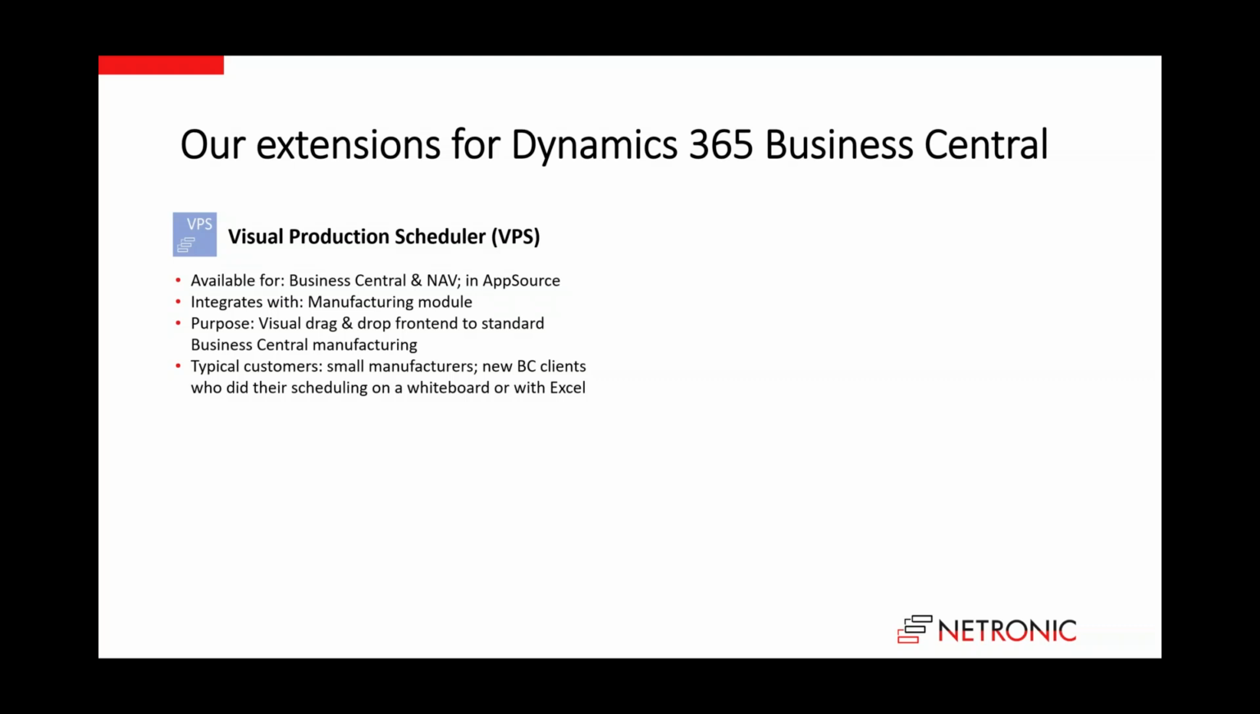This is the Visual Production Scheduler, VPS, and we will talk more about the VPS in this webinar. The VPS is a product that is available both for Business Central and NAV, and it is available in AppSource. It integrates with the manufacturing module, and the purpose is to provide your customers with a visual drag and drop front end to standard Business Central manufacturing. So with the VPS, you can do what you can do with the Business Central manufacturing module, not more, but also not less, but you can do it in a much more efficient way because it's graphical and you see all the relevant information in one screen, in one display. You see the dependencies, you see the impacts of changing the schedule. So it makes the information that you have anyway much more meaningful and much easier to understand.